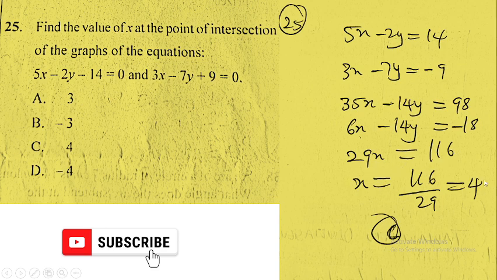That gives us x to be 4. So we don't need to find the value of y because we are asked to find the value of x only, and x gives us 4. So option C is the correct option in this question number 25 as well. Which I believe is well explained, and you understand what we have done here as well.